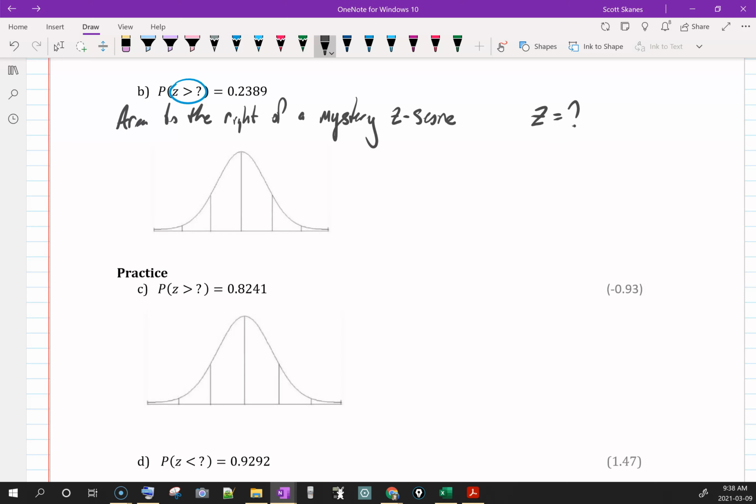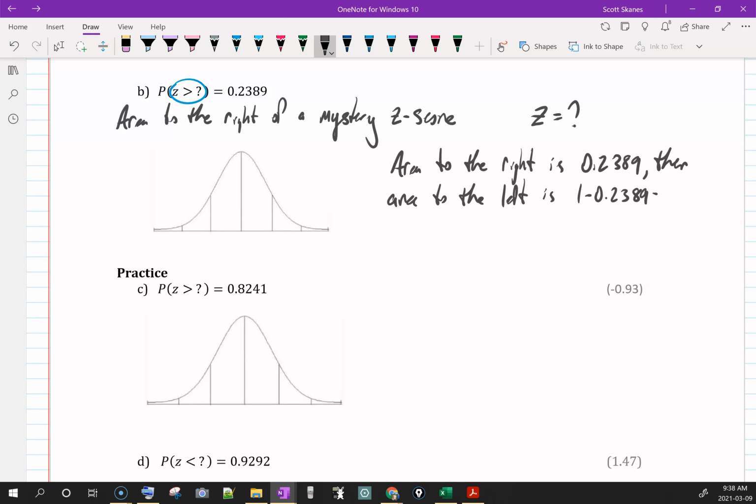We have the probability, we need to find the z-score. So let me be clear here. If the area to the right is 0.2389, then the area to the left is 1 minus this, or 0.7611. And the reason that's important is because if you're going to use the table, this is the value that you need for the z-score.